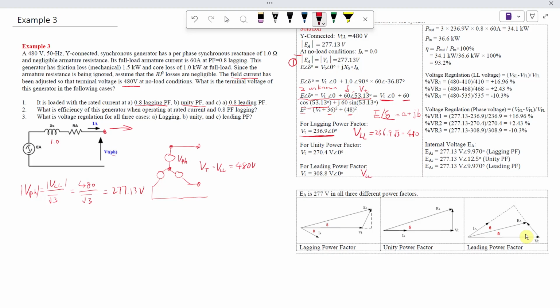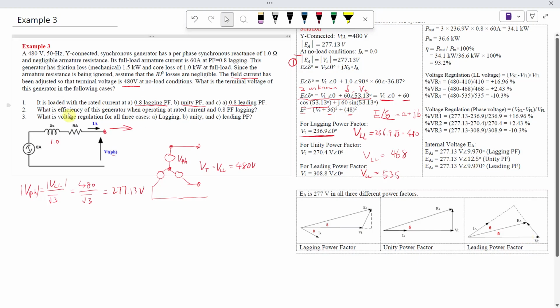This VLL is 535, and this VLL is 468. All right. Okay, so that's pretty much the first question. You can do the math yourself here, just using this E squared equal to this thing.